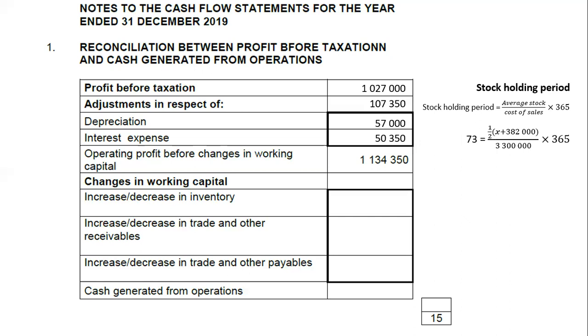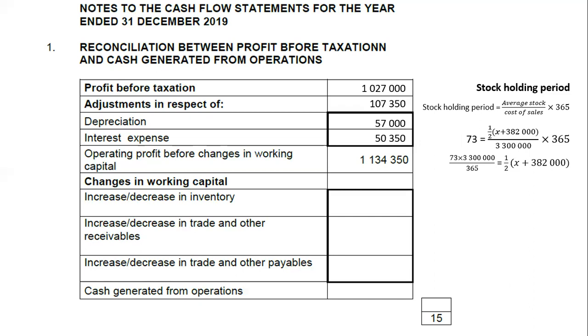For average stock, I simply said it's half times X. X represents this year's closing stock plus last year's closing stock. We divide by cost of sales, which was given to us in the extract from the statement of comprehensive income. You multiply this by 365. Then all I did was multiply both sides by that 3,300,000 to get rid of the fraction, and then I divided by 365.